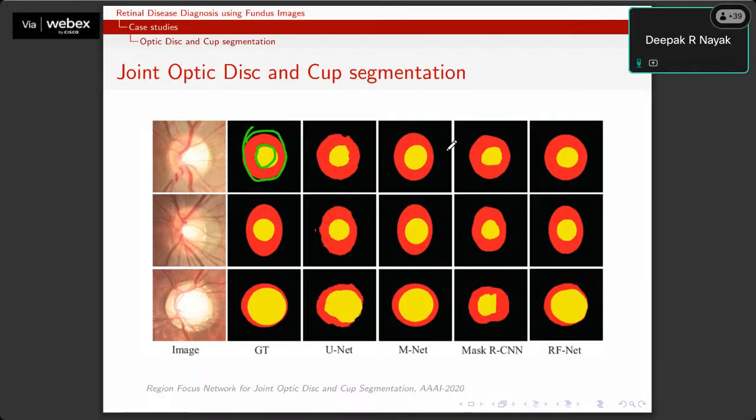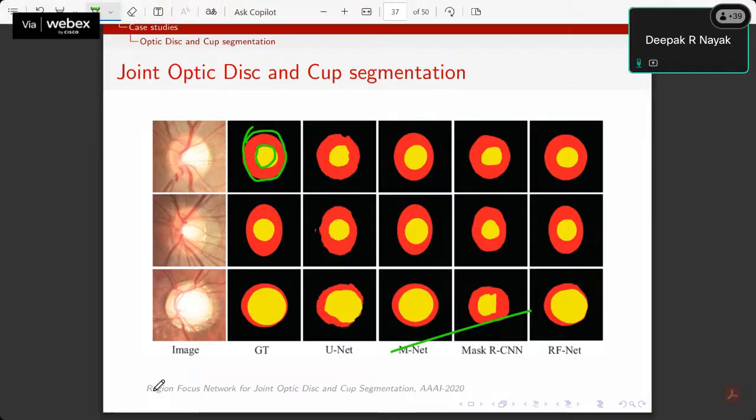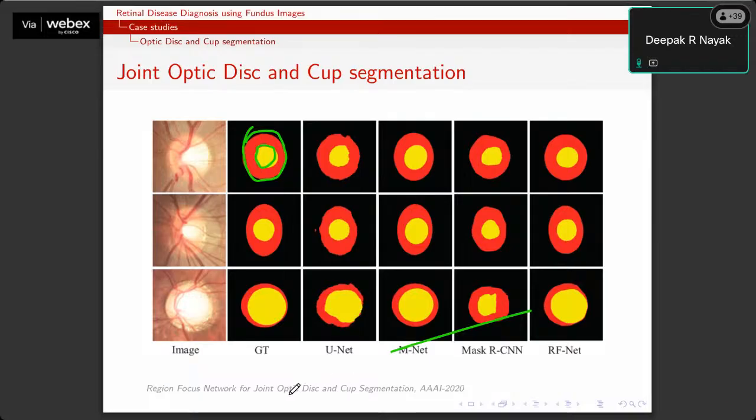And these are some results of one approach known as RFNet, the region focus network for joint optic disc and cup segmentation. I've taken it from a paper from AAAI 2020. RFNet is the proposed one, proposed by others. And these are the results of the UNet architecture which we have already discussed. We will also see its demonstration tomorrow. You can see the results that UNet could give.